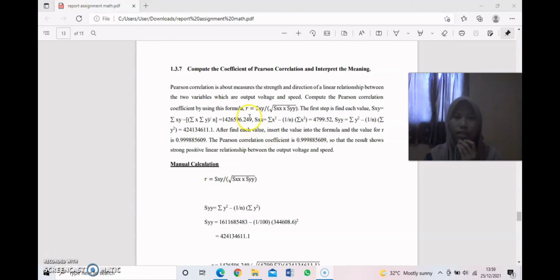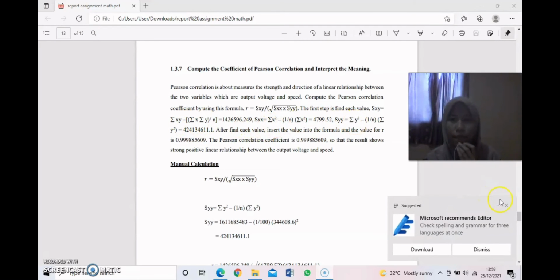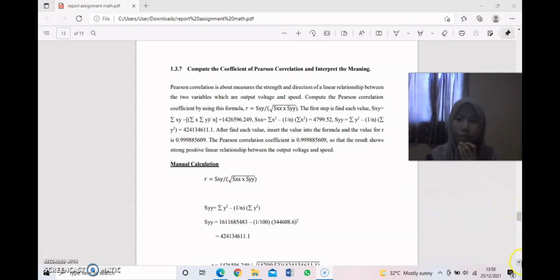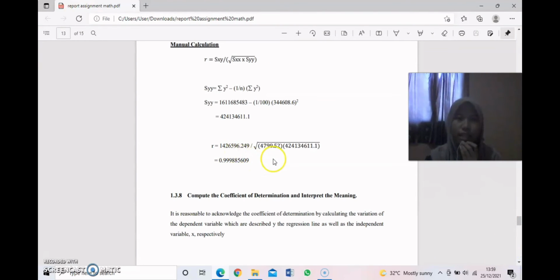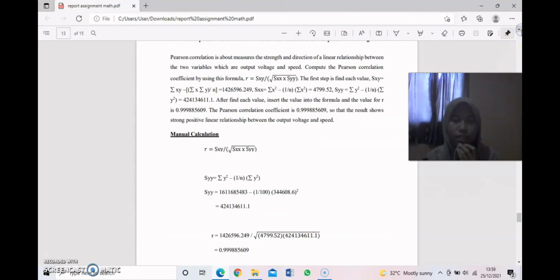Okay, first we must know the formula for Pearson correlation: r equals SXY divided by the square root of SXX times SYY. So firstly we must find the values for SXY, SXX, and also SYY. Next we insert the values into this formula, and we get the Pearson correlation value of 0.99985609. So based on the correlation value that we get, we conclude that the result shows a strong positive linear relationship between the output voltage and speed.